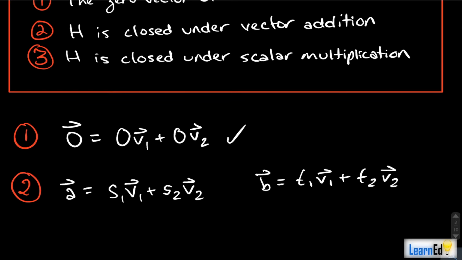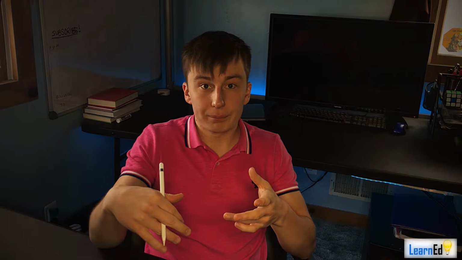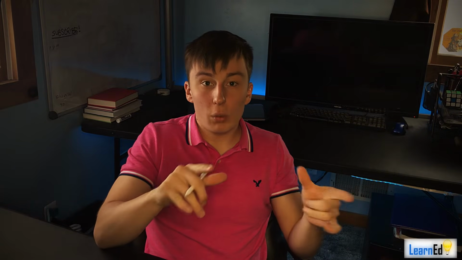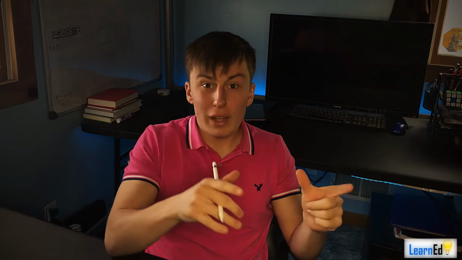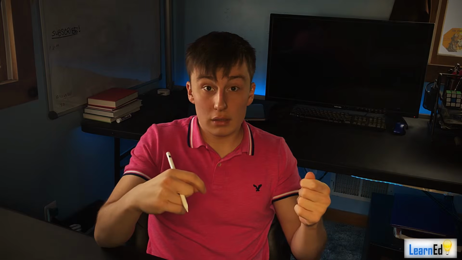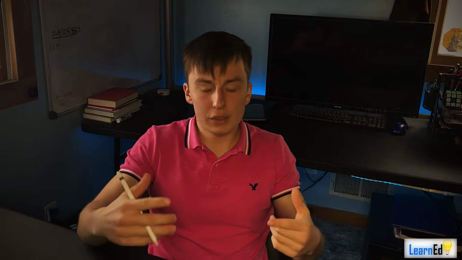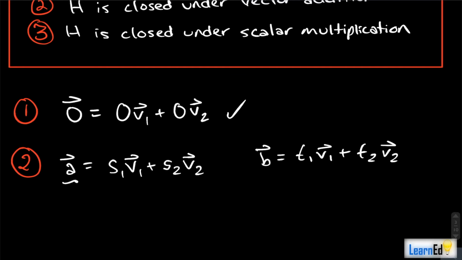Now, to give you a reason, why are we including the s1, s2, t1, t2? Why are we doing two new vectors? Why are we not just adding v1 and v2 together? We're doing this in order to more easily show that we can take any vectors in the span of v1, v2, add them together and get another vector that's in the span of v1 and v2. If you think about it, it starts to make sense. A and B could be any vectors in the span of v1 and v2.